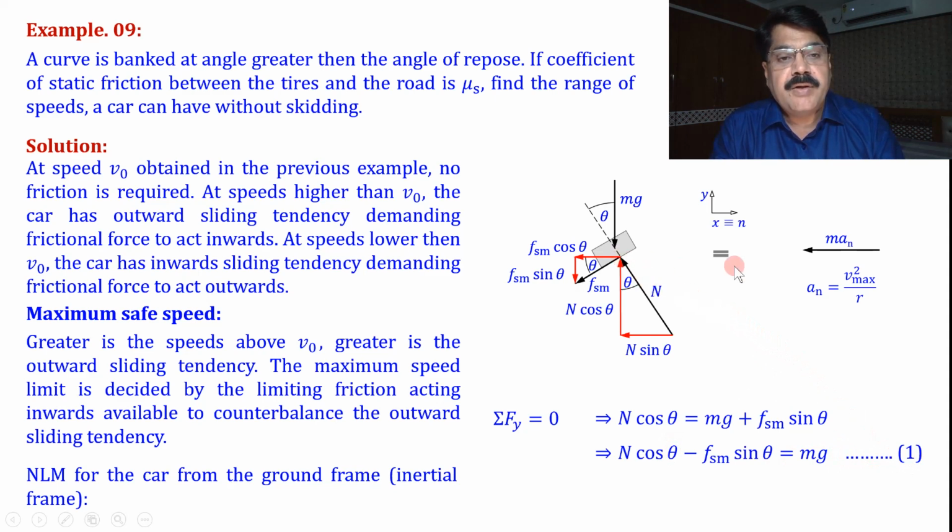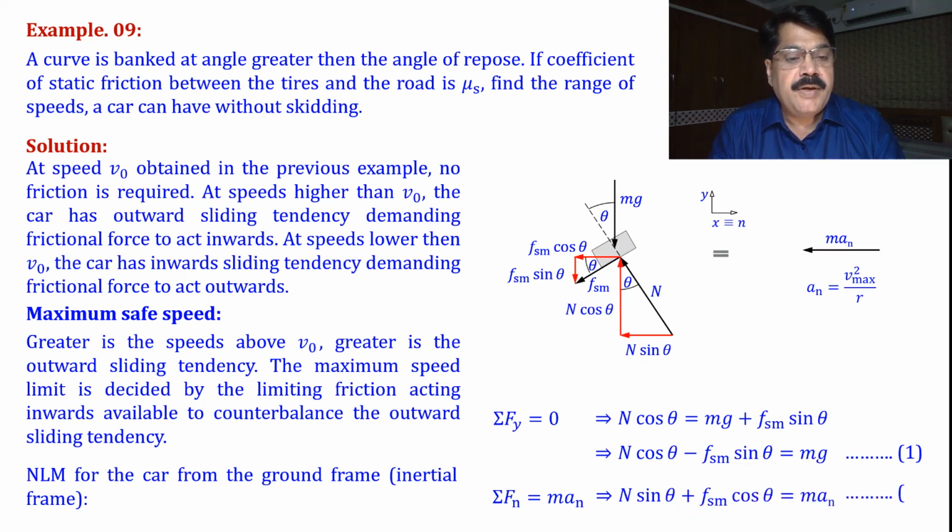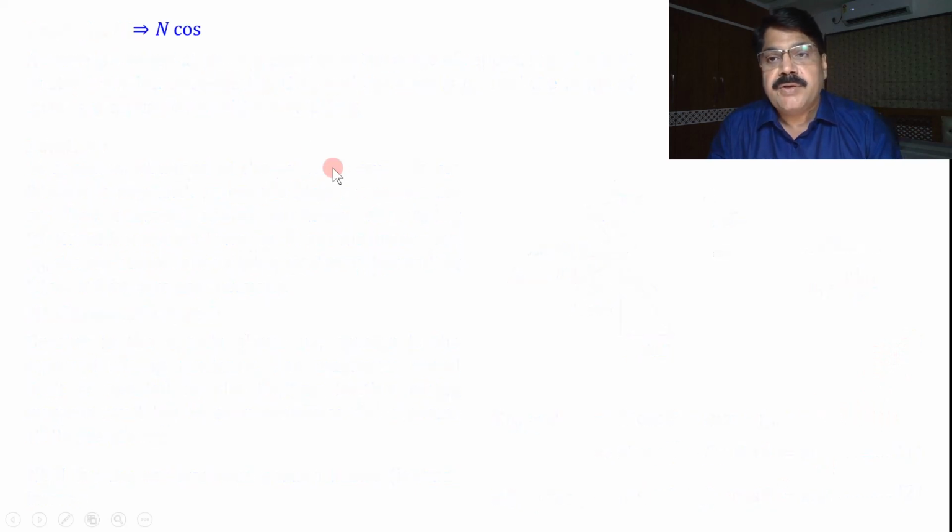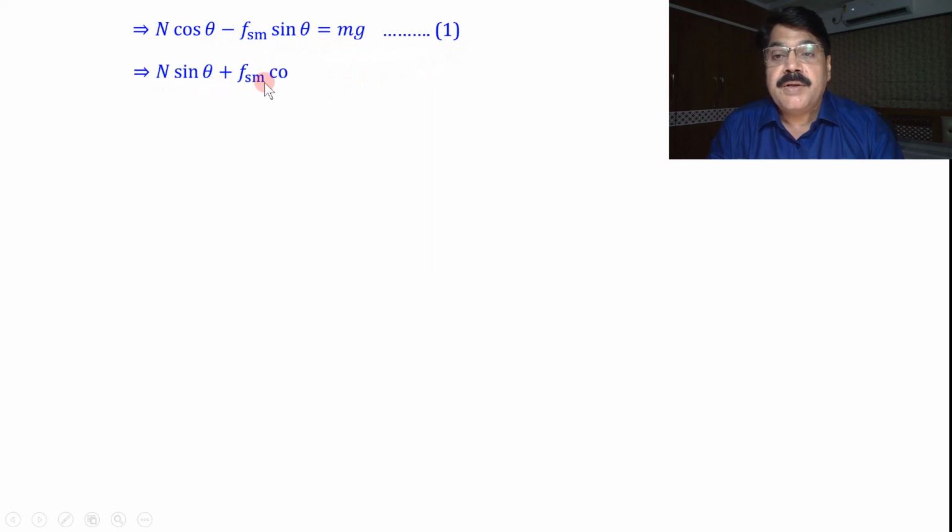Similarly, we can write for summation F_n is equal to m a_n. For that, what do we write here? N sin theta plus f_sm cos theta is equal to m a_n, equation number 2. Now for the further analysis, we have to use only these two equations. I am writing these two equations. N cos theta minus f_sm sin theta is equal to mg, equation 1. And what was equation 2? N sin theta plus f_sm cos theta is equal to m a_n.